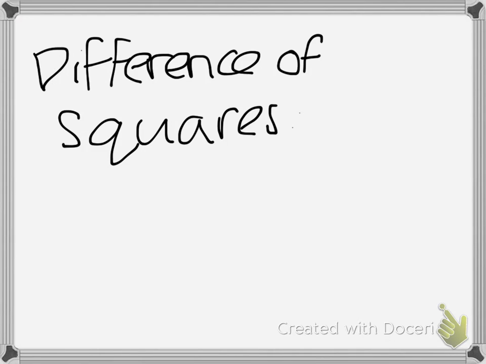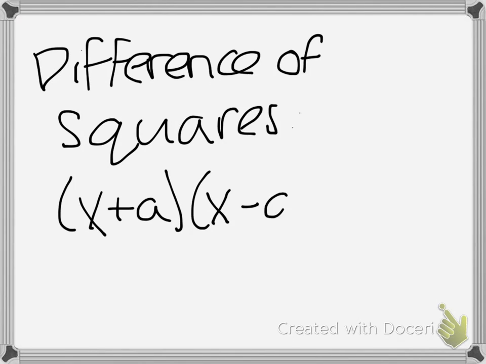So we have a difference of squares whenever we have x plus a times x minus a. That's just x squared minus a squared. That's exactly what we just saw in our example, and you'll see it happen a lot.